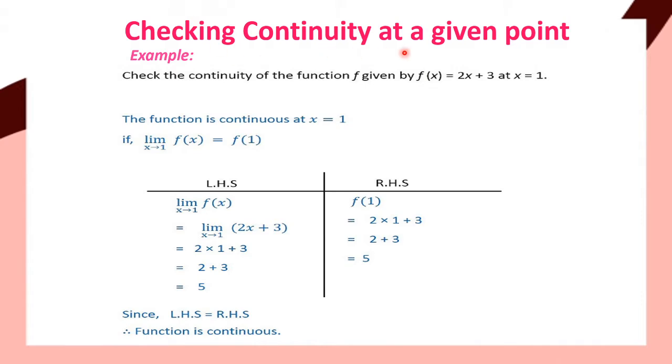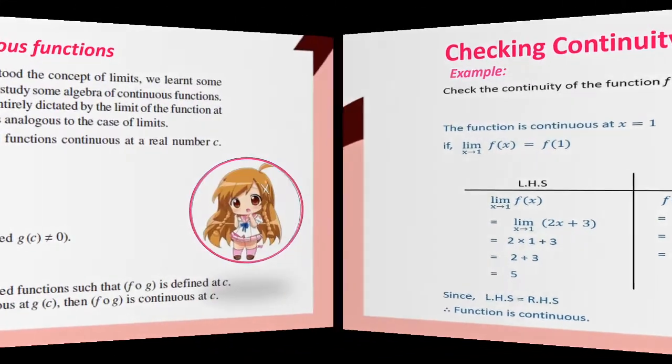If we have to check continuity at a given point, let's say this function 2x plus 3, we have to check at x equal to 1. So what we have to do, if limit x tends to 1 f(x) equal to f(1), then we can say the function is continuous. So when we apply the limit here, the value is 5. If we find the value of function at 1, then also value is 5. So it means the function is continuous.